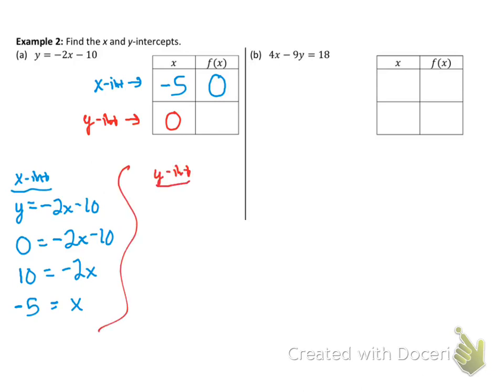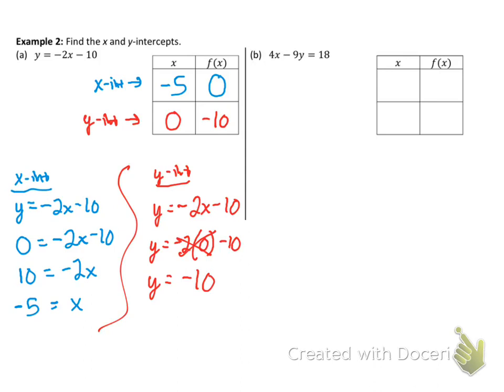Now for our y-intercept, we start with our original function, y equals negative 2x minus 10. And then here, what happens is I'm actually going to plug in 0 for x, and I'm going to solve this equation. If you notice, if you plug 0 in for x, that whole term is going to go away. Why? Because negative 2 times 0 is going to give me 0. So 0 minus 10 is going to give me an output of negative 10. So if I plug in 0, I get out negative 10.